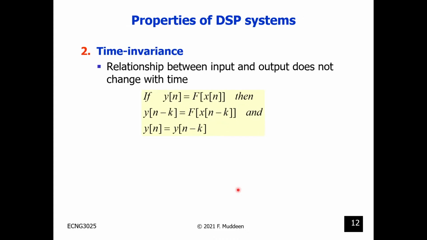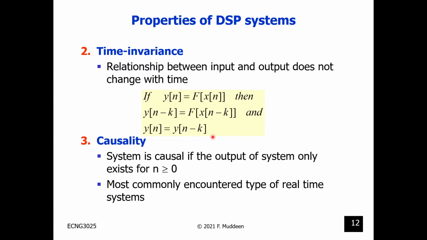But the time invariance property basically says that if we have y of n equal to some f of x of n, and we do a sample shift with n minus k, that sample shift should be reflected accurately by f of x of n minus k. We get back y of n equal to y of n minus k. The reason for this is that time invariance means that the relationship between input and output does not change with time. In discretized time, the relationship between input and output does not change with respect to the sample index.